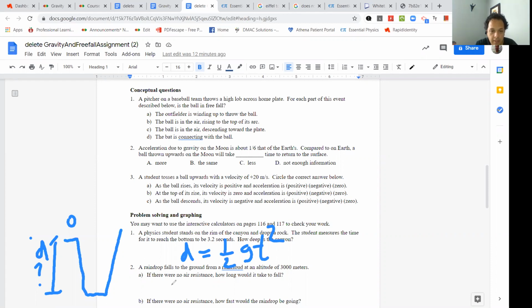Raindrop is falling. When they give us the distance, how long would it take to fall? So this one again is that time equation. 2d over g. And then b, so I'll let you guys copy that for a second. So pause it here and copy those down.